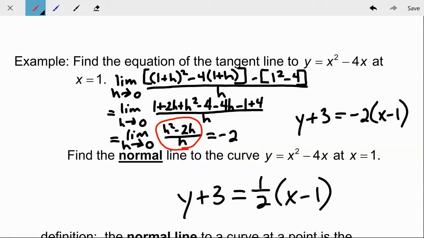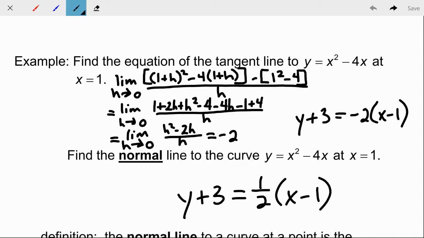So negative 2 would be my tangent slope, or the value of my derivative at x equal to 1. And from there, I get the equation of the tangent line. Remember, this is just y minus y1 is equal to my slope times x minus x1. Okay, so fairly simple to do. Sometimes the algebra for this gets a little bit messy, but in terms of the setup, all you're doing is taking the slope between 2 points and then taking the limit as those 2 points get infinitely close together.